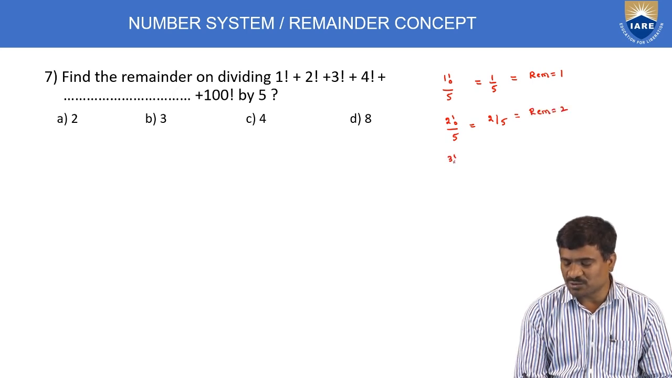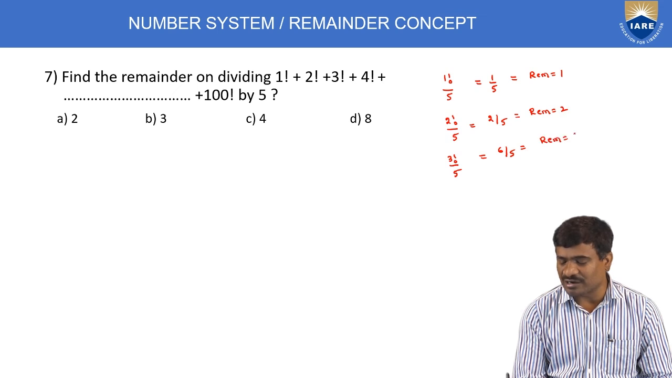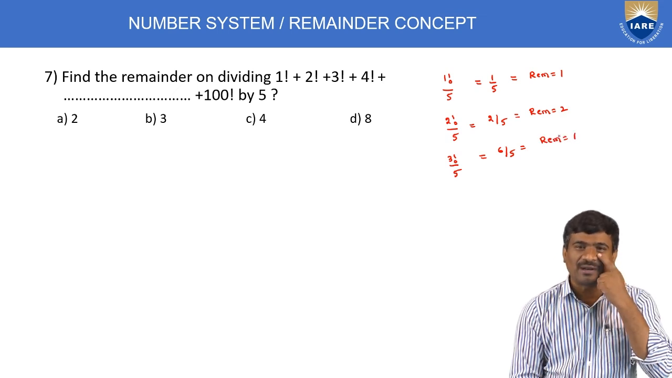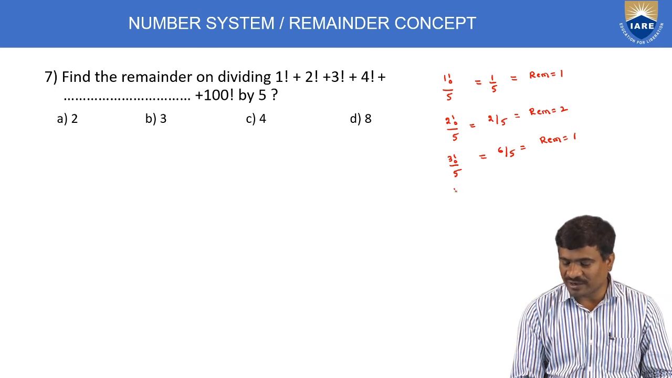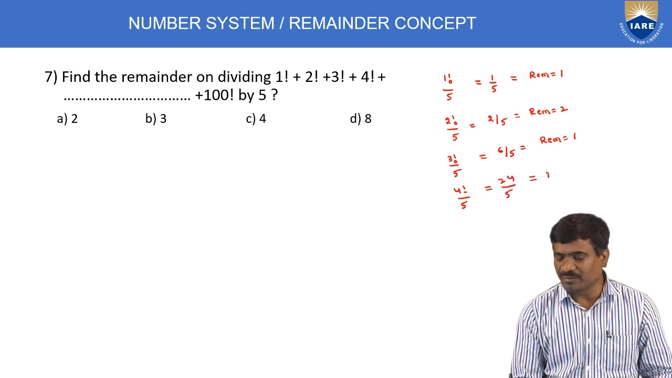Next, 3 factorial divided by 5. 3 factorial is 3 into 2 into 1, which is 6. 6 by 5, the remainder is only 1. Next, 4 factorial divided by 5. 4 factorial means 24. 24 divided by 5, the remainder is only 4.